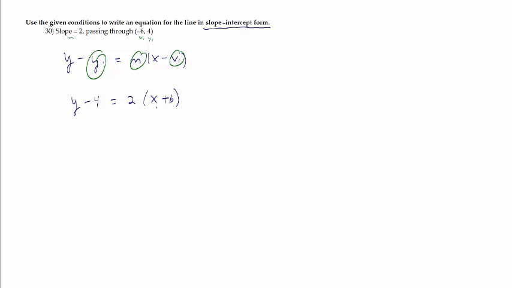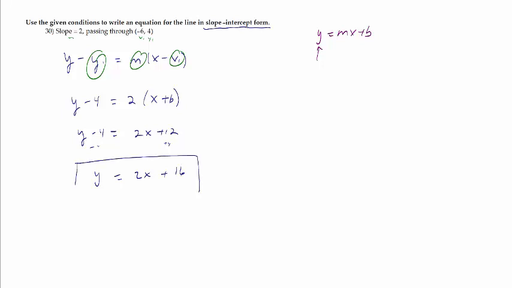Now I can go ahead and write it in the slope-intercept form. And just to recall, the slope-intercept form is y equals mx plus b. So if I'm going to write it in this form, I need to solve for y. Coming back over here, solving this for y, remember that we want to multiply before we add or subtract, so I'm going to distribute the 2 on the right. So y minus 4 is equal to 2x plus 12, and then adding 4 to both sides, we'll have y equals 2x plus 16. And now I have my answer written in the slope-intercept form.